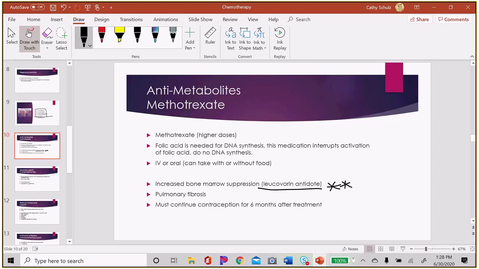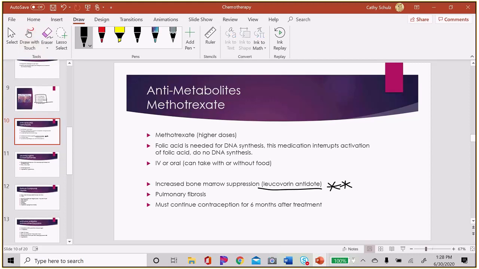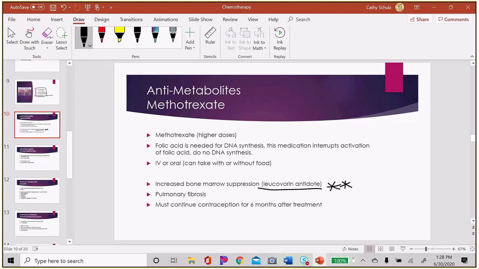Okay, and then pulmonary fibrosis is the other potential worry, which is asthma-like symptoms, cough.